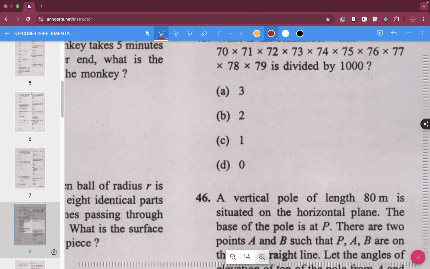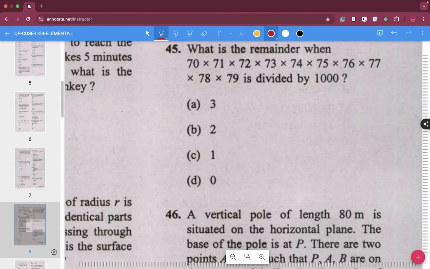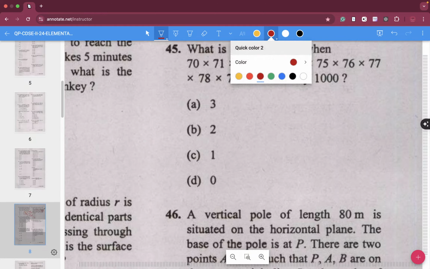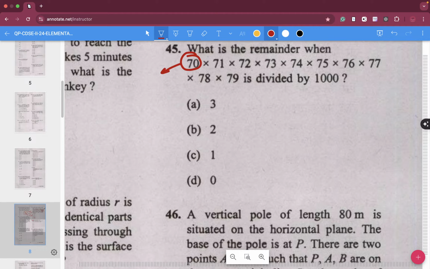What is the remainder when 70 × 71 × 72 up till 79 is divided by 1000? Can I extract from 70 the factors 2 into 5 into 7? From 72, can I write 2 into 36? From 75, can I write 5 into 5 into 3? And from 76, can I write 2 into 38?